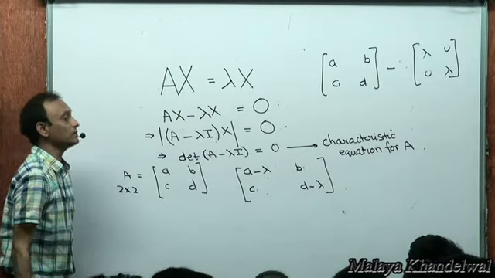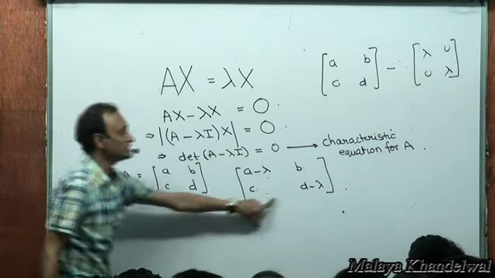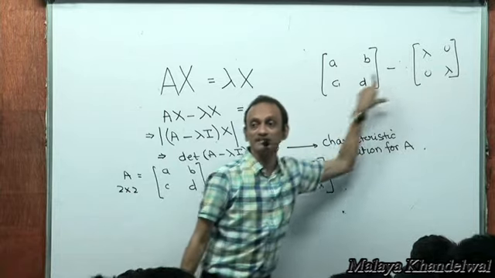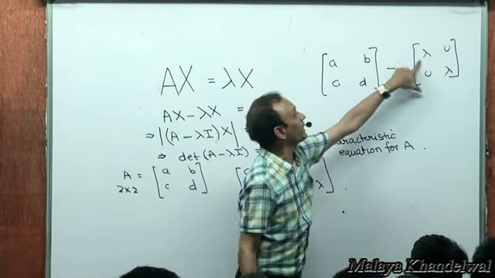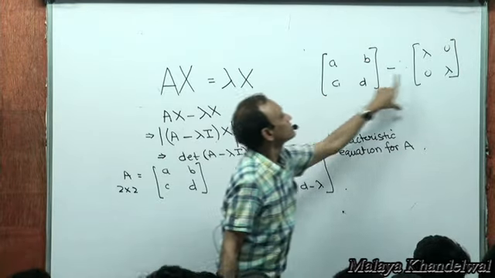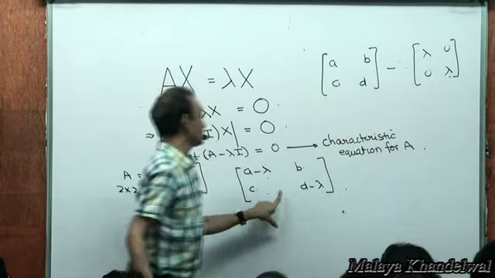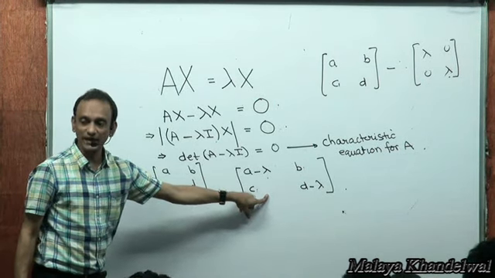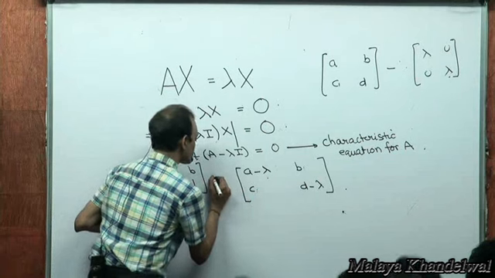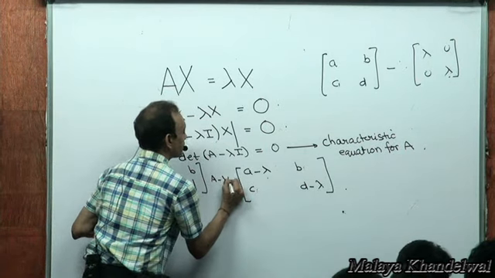A minus lambda, B, C, D minus lambda. That's A minus lambda I. This is lambda I. A minus lambda I will be A minus lambda, B minus 0, C minus 0, D minus lambda. That's A minus lambda I, right?